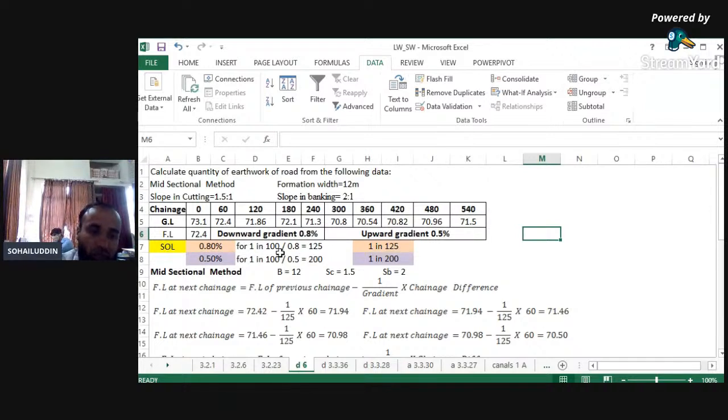Okay. How to find out 1:2? Simple cross multiplication is there. Simple cross multiplications: 100 divided by 0.8 and 100 divided by 0.5. So that will come to 1 in 125 and 1 in 200.